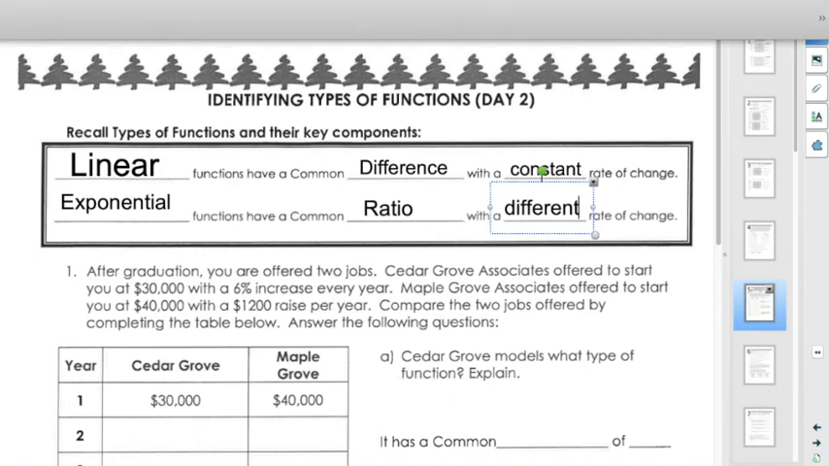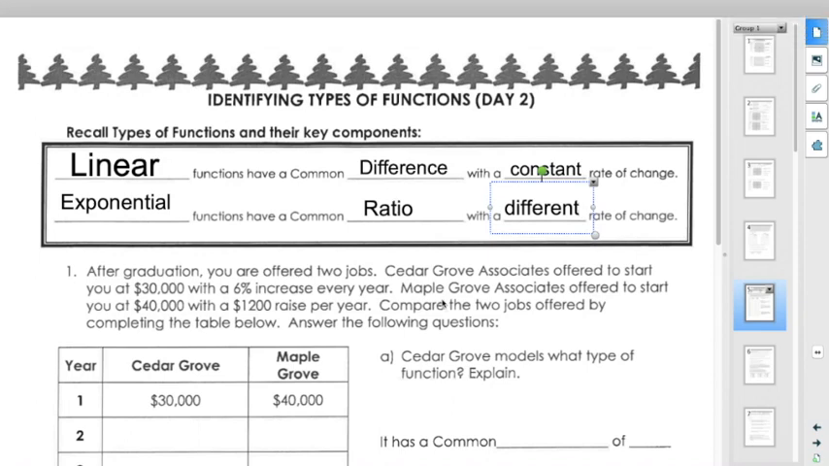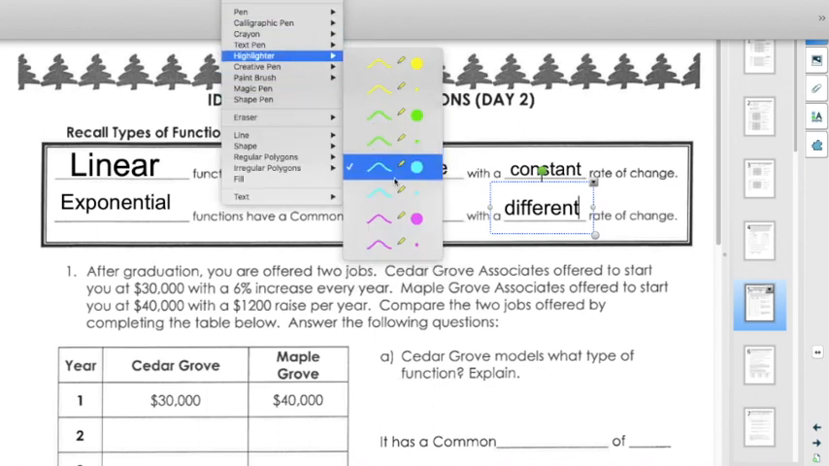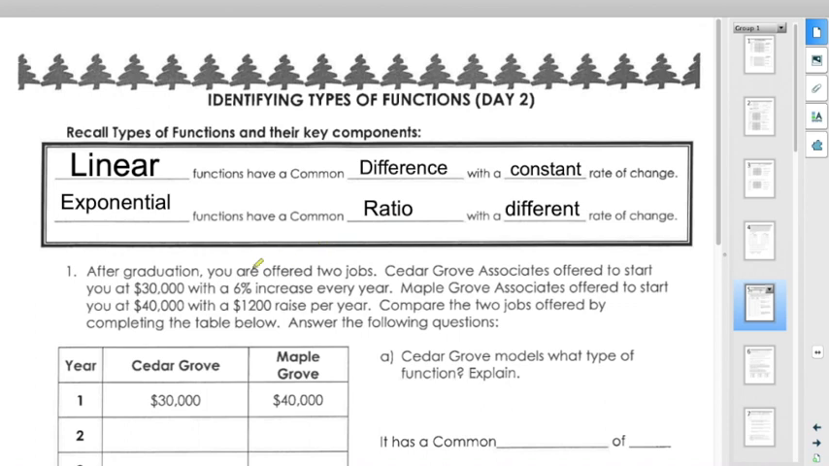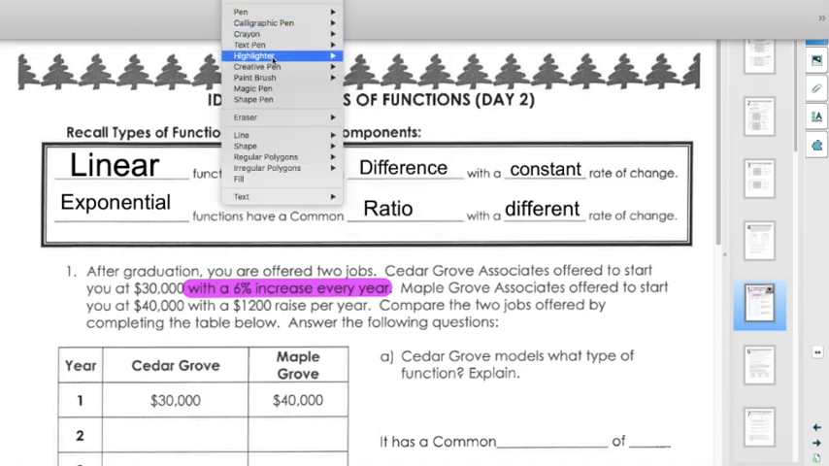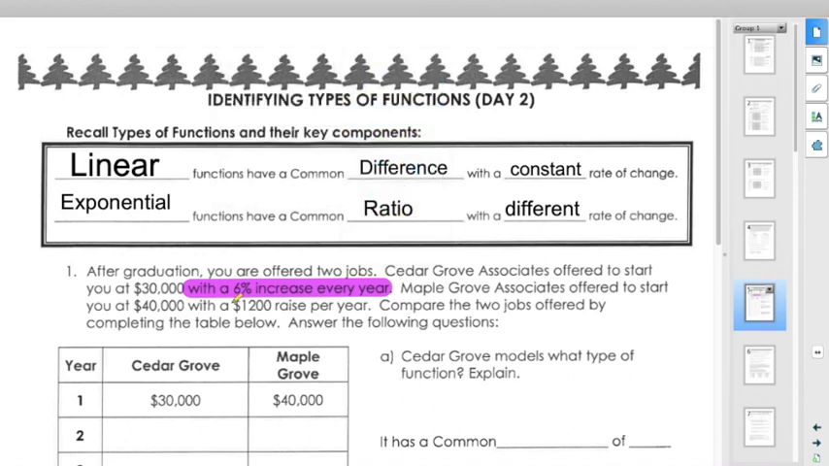After graduation, you are offered two jobs. Cedar Grove Associates offers to start you at $30,000 with a 6% increase every year. That's a big thing here that we're going to learn with exponential functions. Maple Grove Associates offered to start you at $40,000 with a $1,200 raise per year. There's that keyword again, per year. Compare the two jobs offered by completing the table below and then answer the following questions.